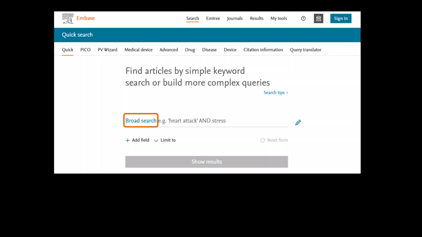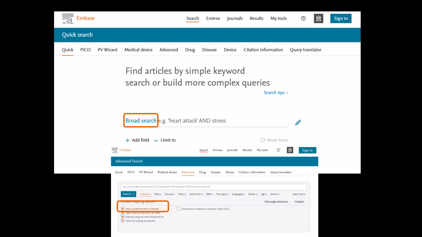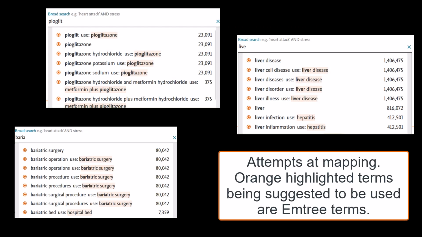Embase makes it really easy to explore Mtree terms. Use the broad search mode on the basic search or turn on mapping in the advanced search, and start to type in your keywords. Embase will start to suggest preferred Mtree terms for you to use.